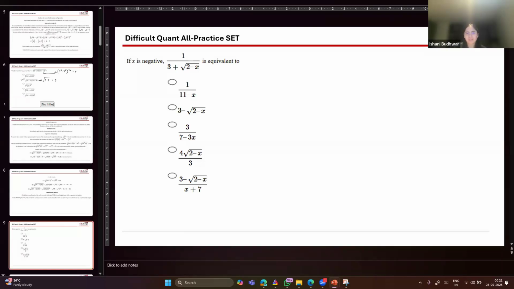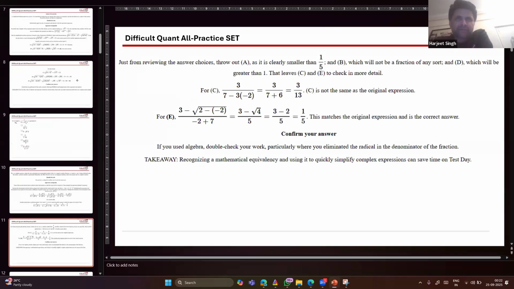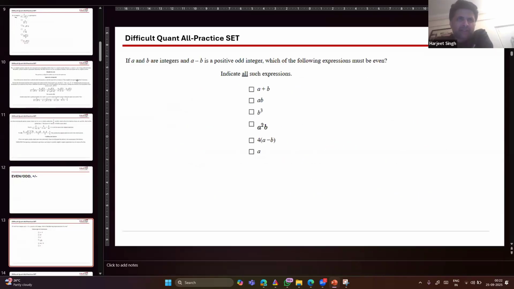I have a question. Why is it relevant that x is negative? It's not relevant. The only thing is they want this to be positive inside. So hence they have mentioned that x is negative, but not relevant in solving the question. And let's solve a couple of even odd questions before we close out the day.